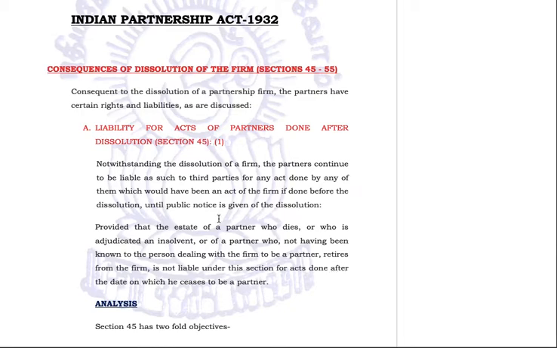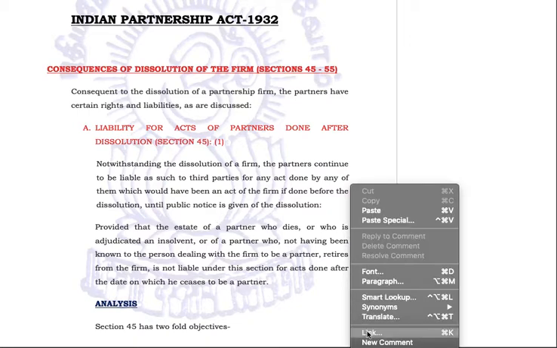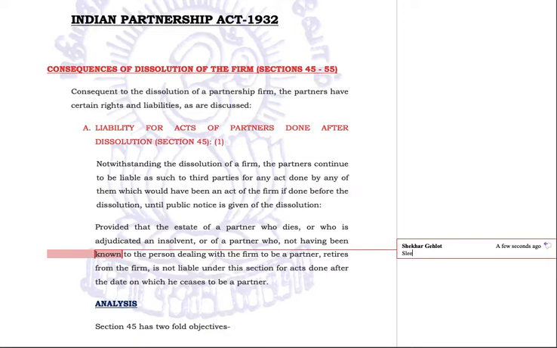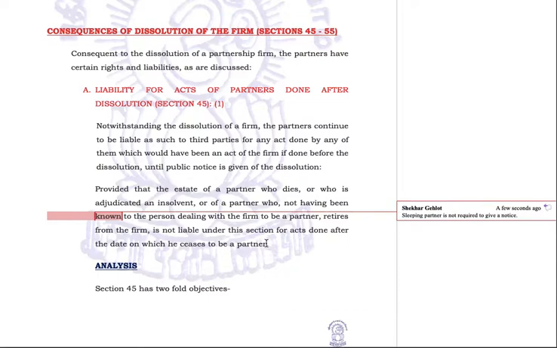That means someone who has died or become insolvent, or a partner who is not known to other people, usually a sleeping partner. A sleeping partner is not required to give a notice. So these kinds of partners are not required to give a notice, and these people will not be bound.